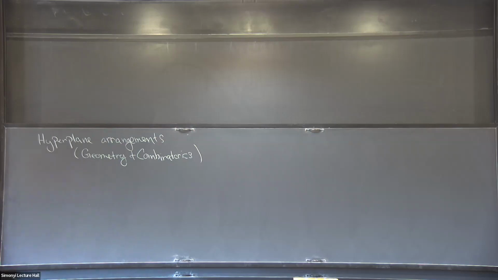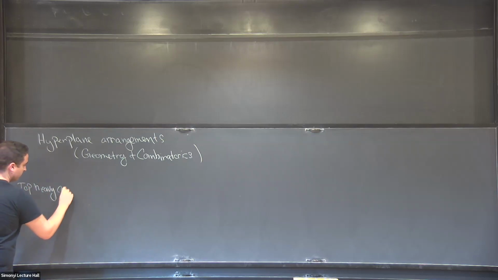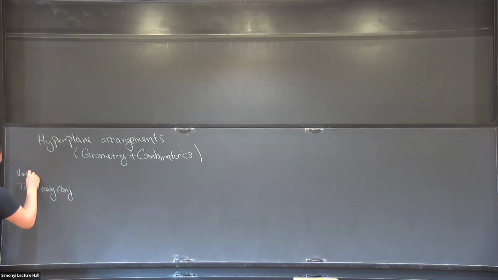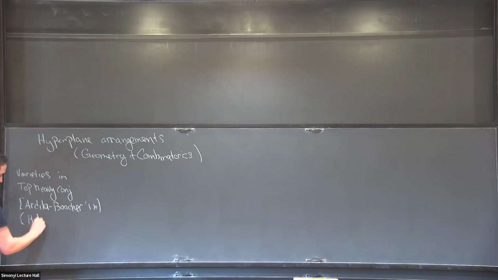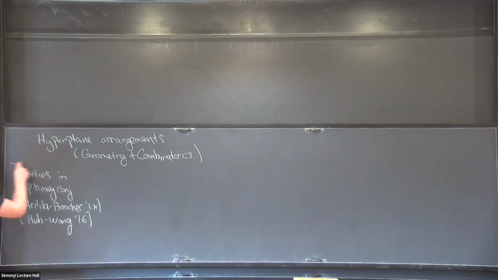One instance of this interaction, Connor told us about in yesterday's session. He talked about the top-heavy conjecture, and he mentioned in particular these varieties that show up in Crowley. These were first studied by Federico and Adam Booker, and the proof of the conjecture was by June and Otan. So these varieties and their combinatorics is one story.